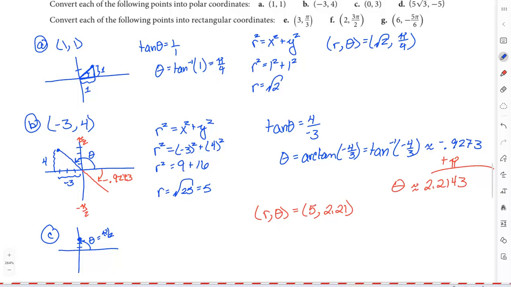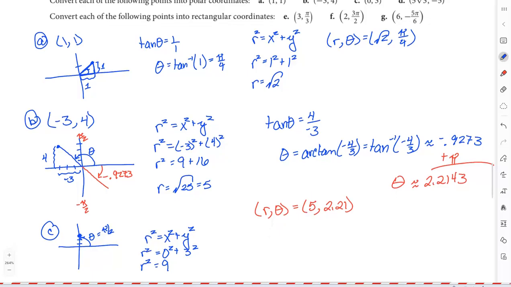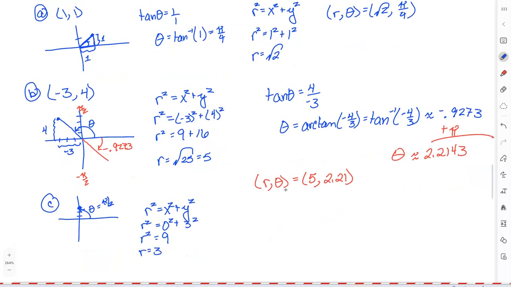To find r, we're going to use r squared equals x squared plus y squared. X is 0, y is 3. So I'm going to get r squared is equal to 9, which means r is equal to 3. So my r theta values would be 3, 0. Just kidding, 3, pi/2. I just said that was pi/2. Sorry about that.